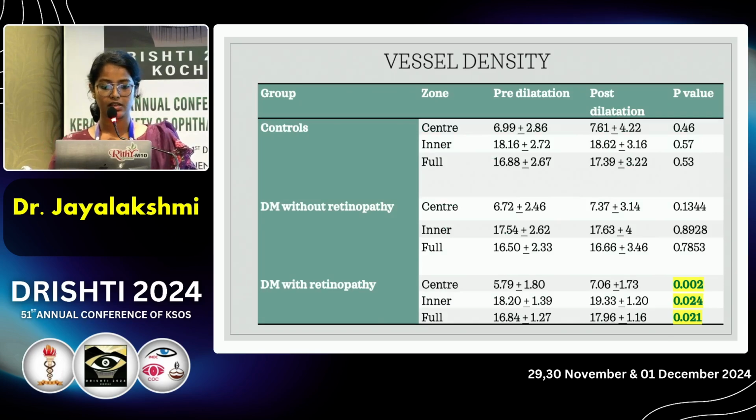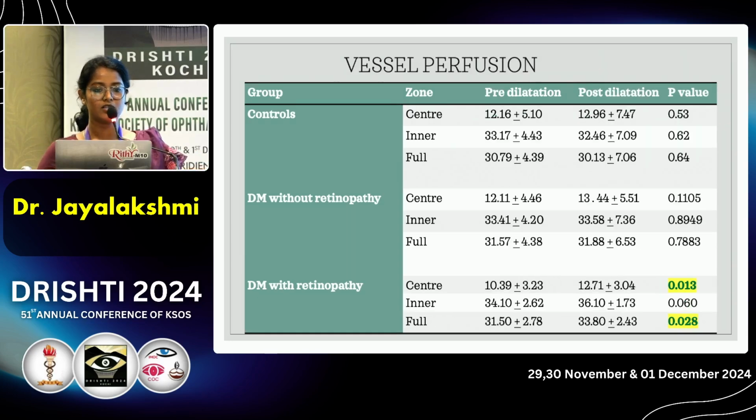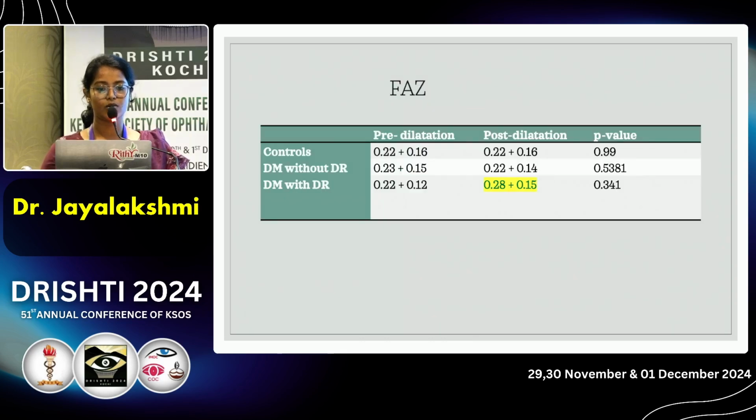Moving on to vessel density. Among the 3 groups, before and after dilatation, a statistically significant increase in vessel density was noticed in the last group, that is in diabetics with retinopathy. Similar results were also seen in vessel perfusion, where a statistically significant increase after dilatation was observed in diabetes with retinopathy in the center and full area. In foveal avascular zone also, an increase in FAZ area was noted in diabetes with retinopathy after dilatation. But here in FAZ area, the value was not statistically significant.